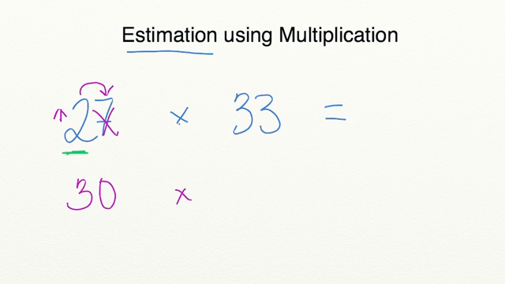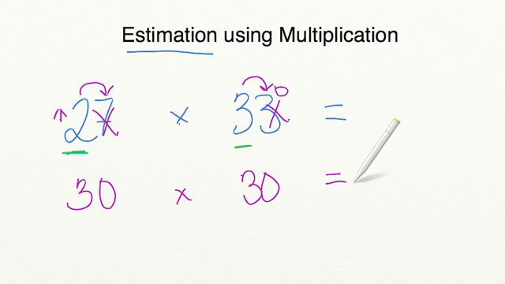Let's go ahead and round 33 to the nearest tens place. We're going to underline the tens place, and then we're going to look at the number directly to the right of the tens place. Since 3 is less than 5, we're going to keep 3 the same and replace our remaining place values with 0. So we've rounded 33 to 30.